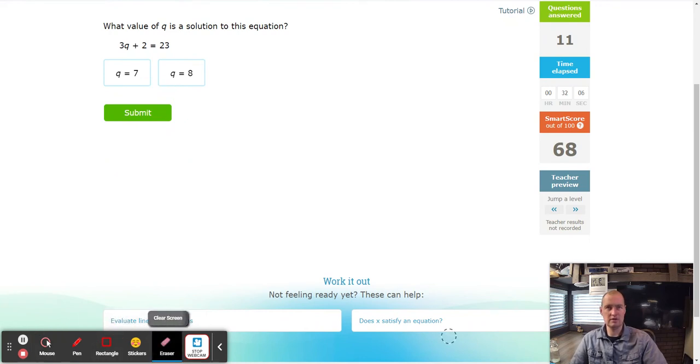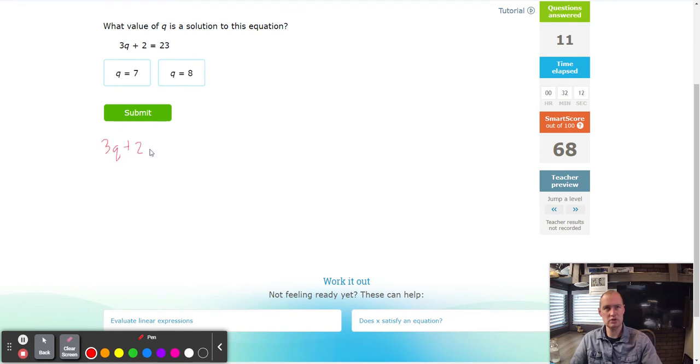All right, let's clear the board. We got 3Q plus 2 equals 23. We're going to try Q equals 7. So now we got 3 multiply, remember a number, which is called a constant. So a constant is like a fancy word for a number, times a variable of 7 plus 2 equals 23.